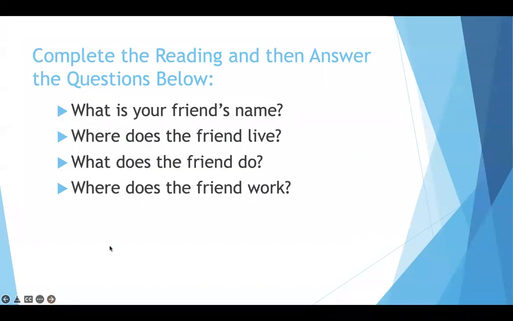All right, so now we're going to complete a reading and then answer 4 questions. The 4 questions are, what is your friend's name? Where does the friend live? What does the friend do? And where does the friend work? So again, what is your friend's name? Where does the friend live? What does the friend do? Where does the friend work?